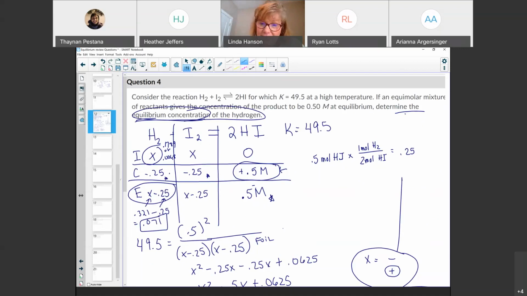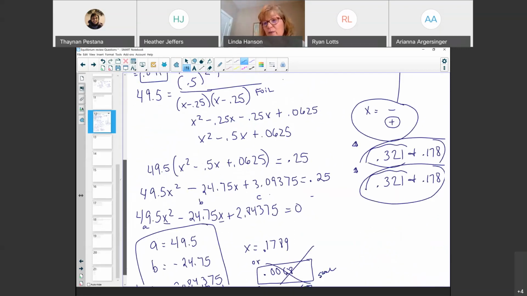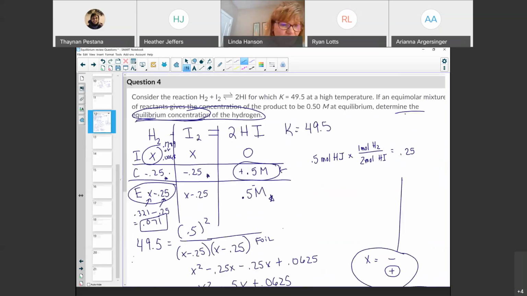But it also brings up a very valid point of why the other one doesn't make sense, right? The first one I circled was too small. This 0.178, I couldn't possibly take 0.178 and subtract the 0.25. That's a negative number. So that's how I know to toss that one out and pick the number that was large enough to find the equilibrium concentration.